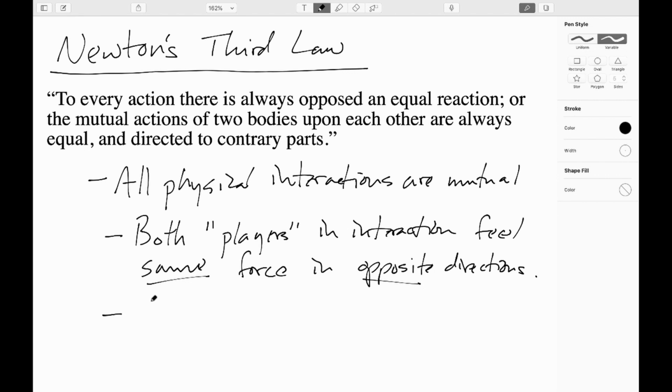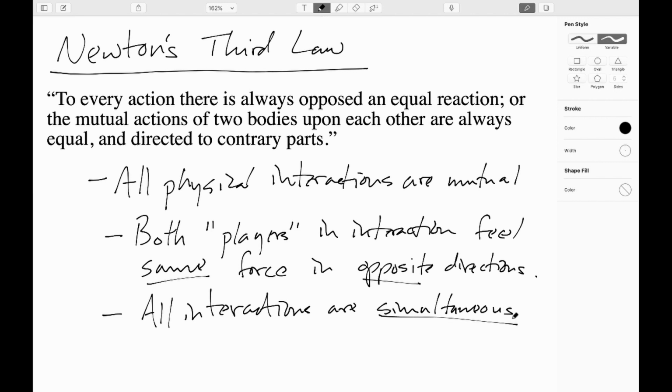Further emphasizing the mutuality, we also get that all interactions are simultaneous. So you pushing on the box to the right and the box pushing on you to the left happen at exactly the same time. Nobody comes in earlier than the other. They're both at exactly the same time.